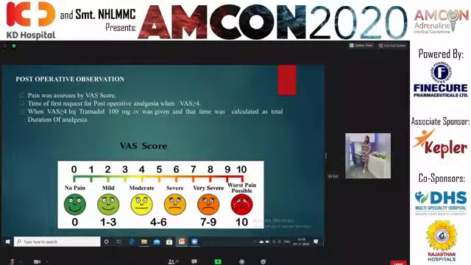Assessing the visual analog score. Time of first request for post-operative analgesia was when VAS score is greater than or equal to 4. When VAS score is greater than or equal to 4, injection tramadol 100 mg IV was given, and that time was calculated as the total duration of analgesia.